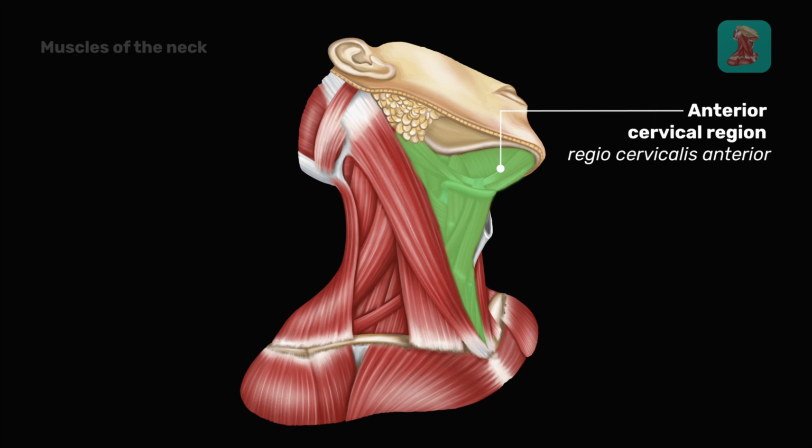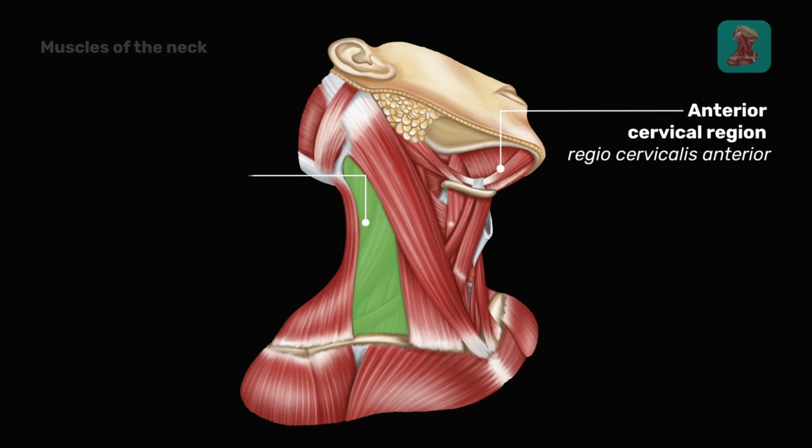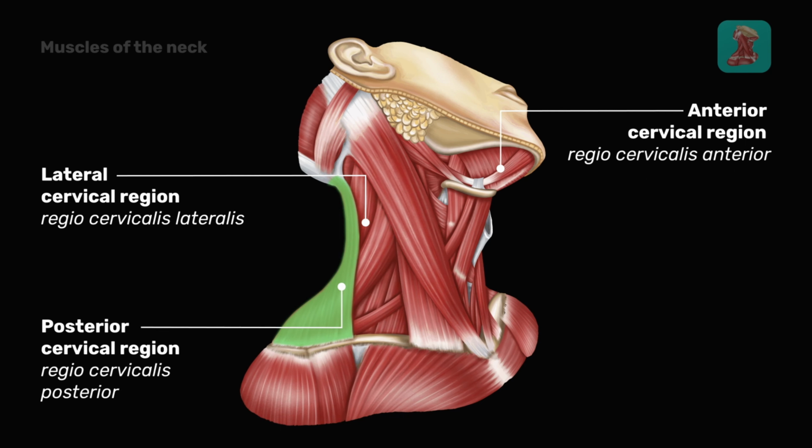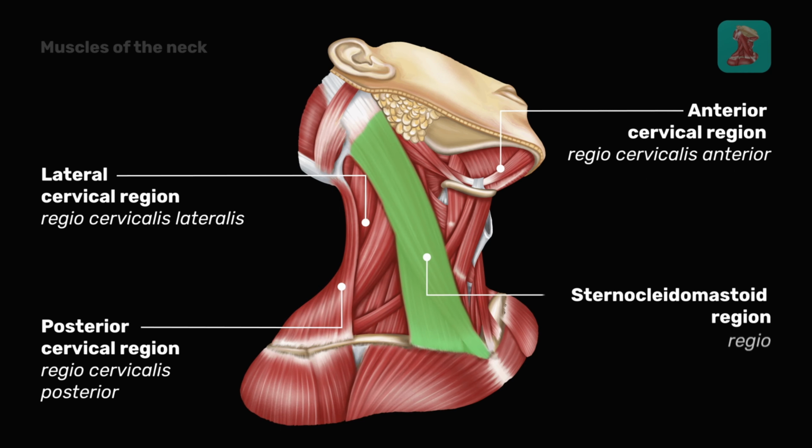There are several anatomical regions within the neck. The anterior cervical region, the lateral cervical region, the posterior cervical region, and the sternocleidomastoid region.